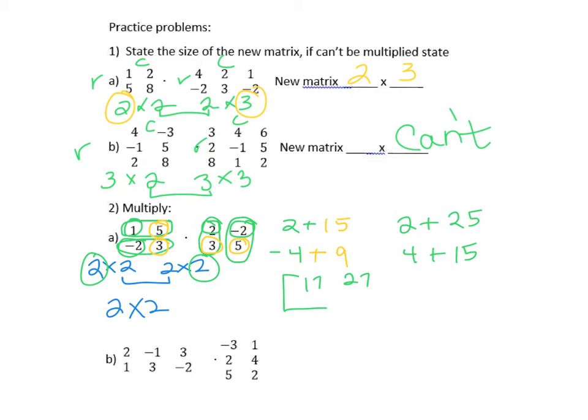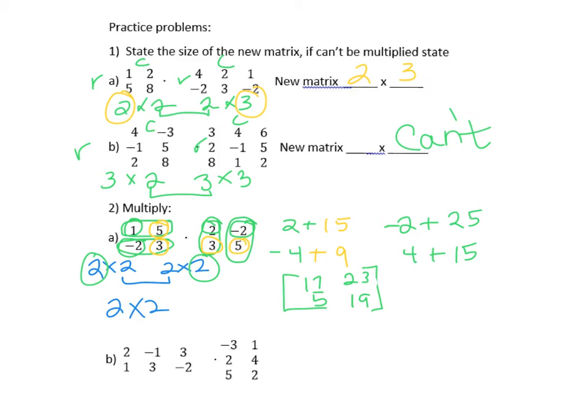So this was the second. So this should have been negative 2, right? 1 times negative 2 and then 5 times 5. Okay, so this should be 23 instead. All right, sorry about that. So that should be 23.